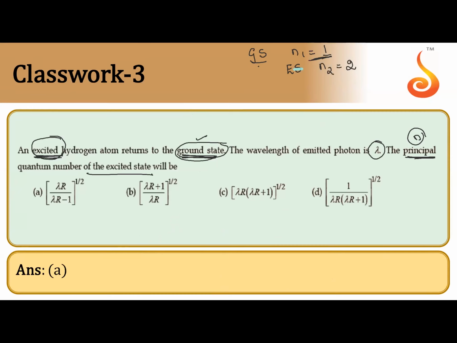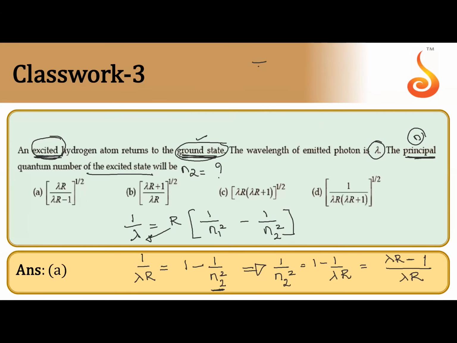Did you get the answer? Okay, great. So what we have here is 1 by N2 square. I'll make it N2 equal to, invert this: lambda R divided by lambda R minus 1, and also take the square root of it because it was N2 square. Invert this term and then take the square root. A little bit mathematical there. So I got option A. Did you all get option A? That is your N2.